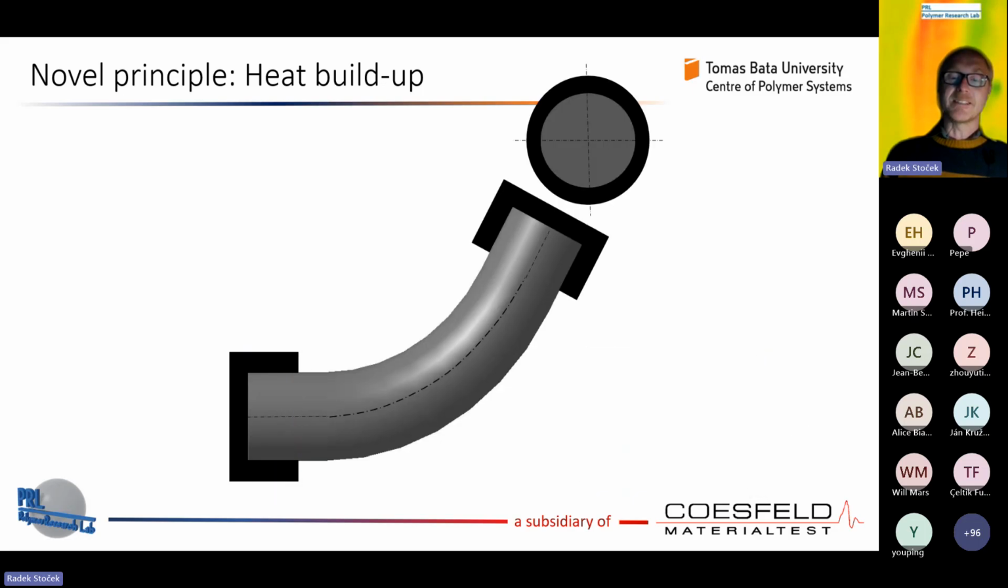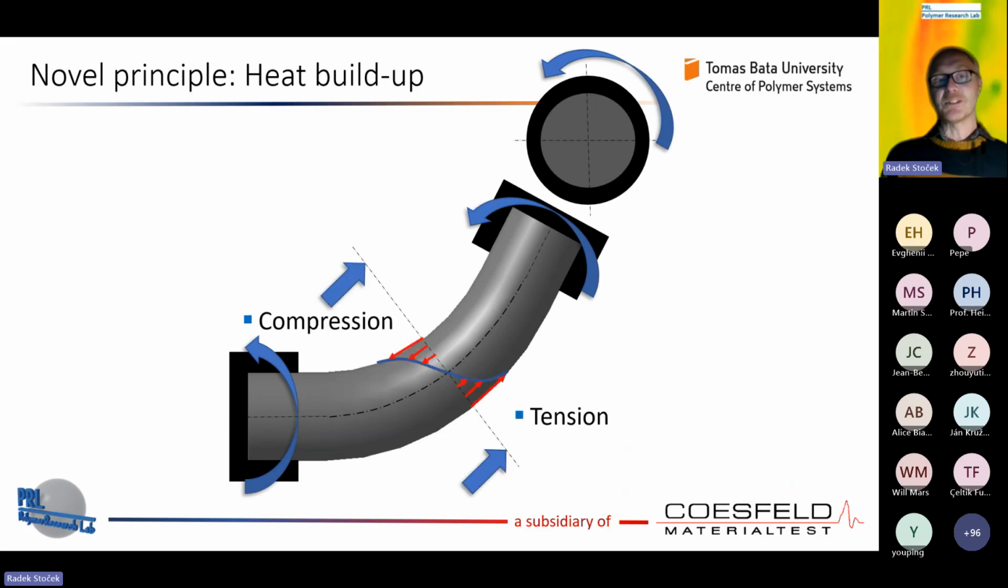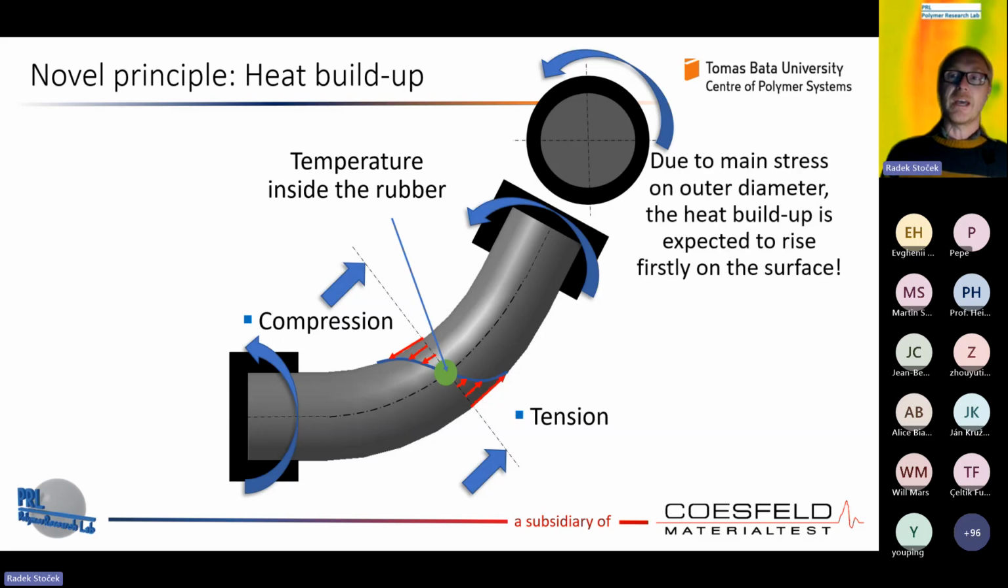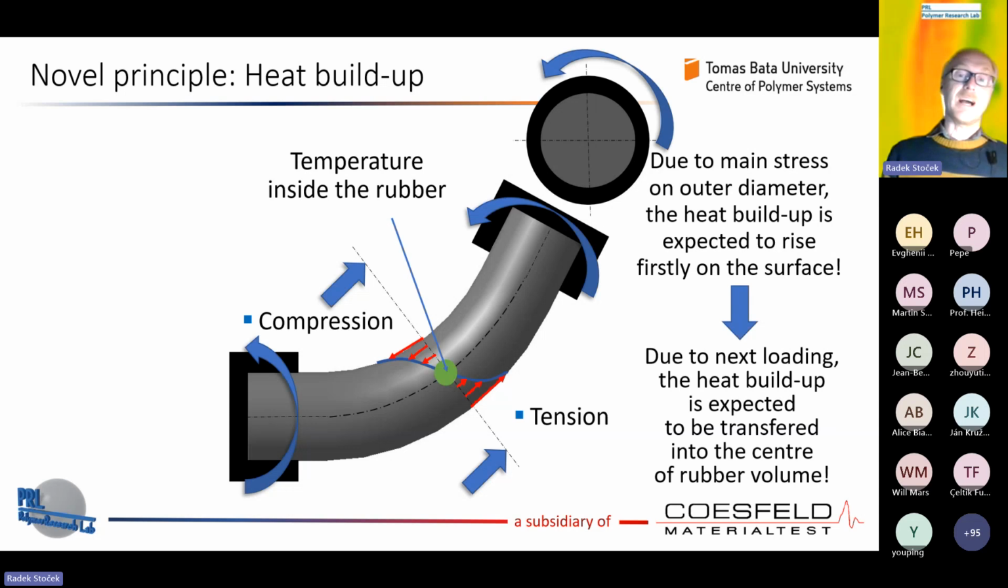We first need to bend the sample, and then start to rotate it. After this procedure, we will have an oscillating loading, like compression and tension, and the temperature will really rise inside. And that's exactly what Will pointed out. We are interested in measuring the temperature inside of the rubber sample, and how it can really rise inside where there is a neutral axis, no deformation, no stresses. We clearly know that the heat build-up will first rise at the surface, where there is the largest deformation, and due to the conductivity of the material, it will be stored inside the volume, and will heat up and heat up.